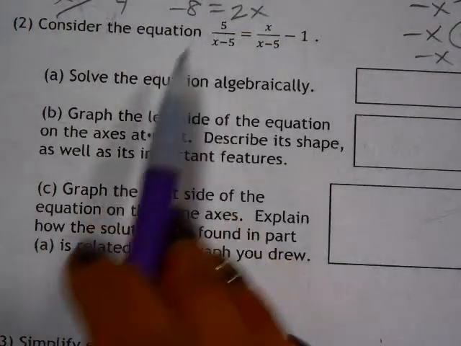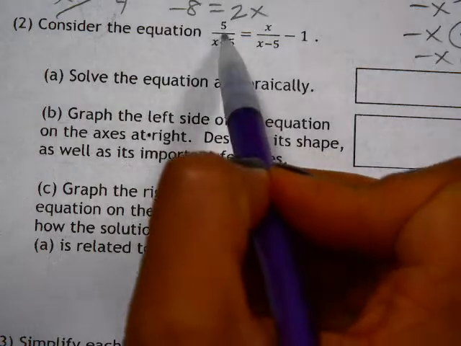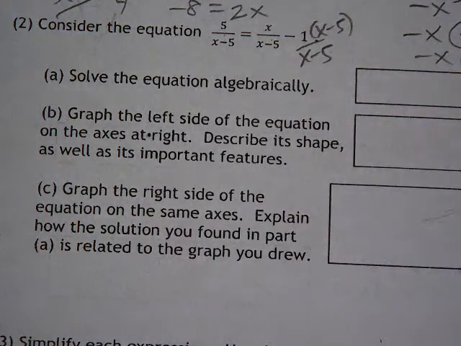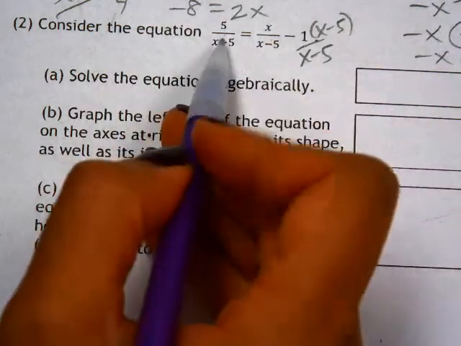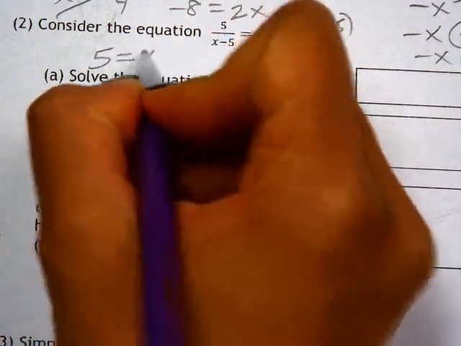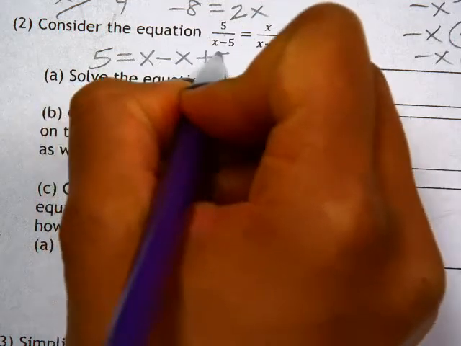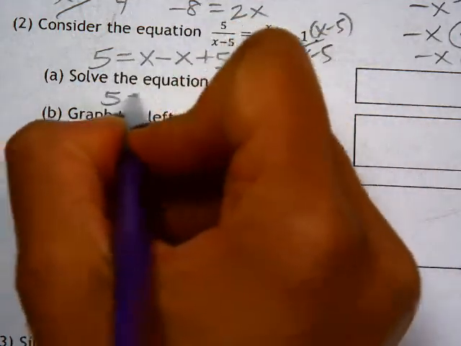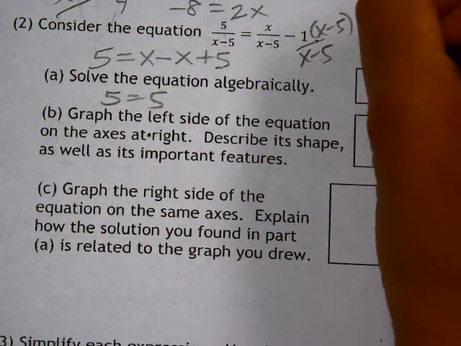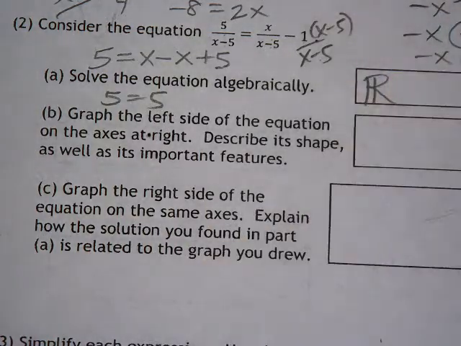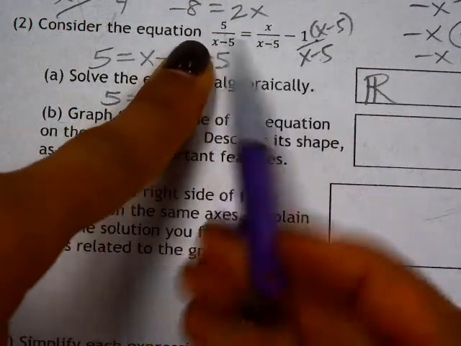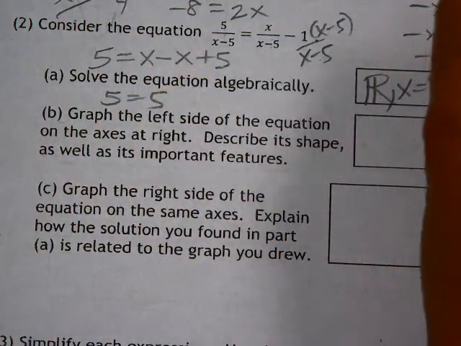On number 2, we're first going to solve this equation algebraically. So we can get a common denominator of x minus 5, which would leave us with, in the numerator, since we can now ignore the denominators, 5 equals x minus 1x plus 5. So here, 5 equals 5, since the x is crossed out, this is always true, so the solution is all real numbers. Except when you look at the original problem, x cannot be equal to 5. So you can say all real numbers, but x cannot be equal to 5.